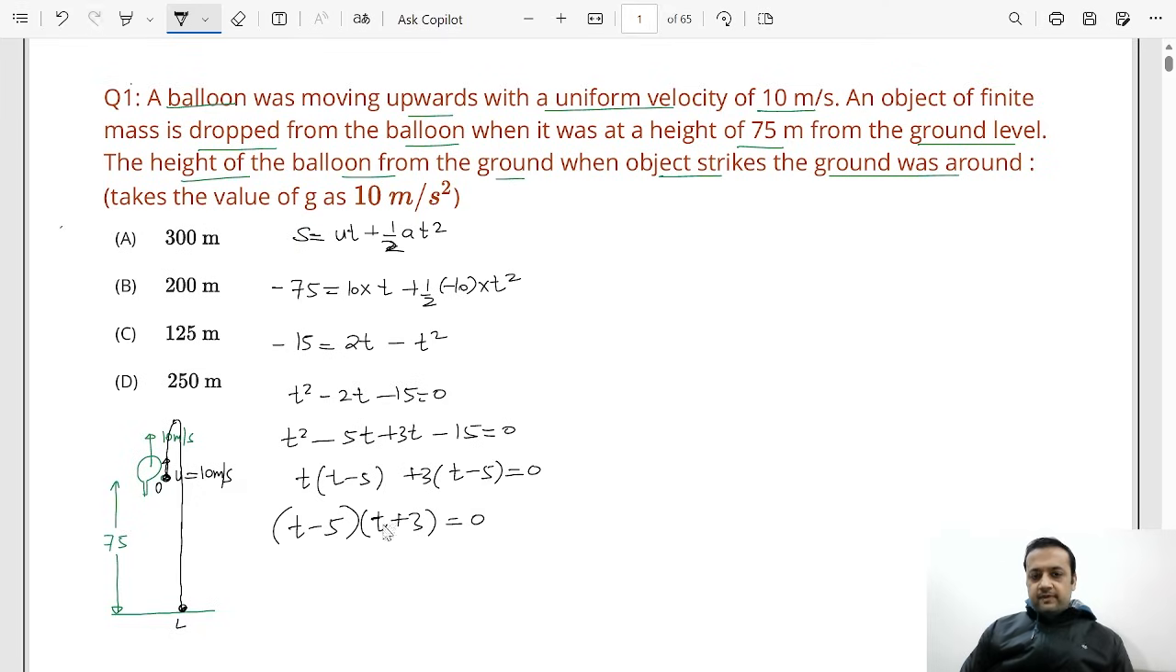The stone was released at t = 0, so time cannot run in the backward direction. So minus 3 will be rejected, and 5 will be accepted. That means 5 seconds. At 5 seconds, the stone will land on the ground.